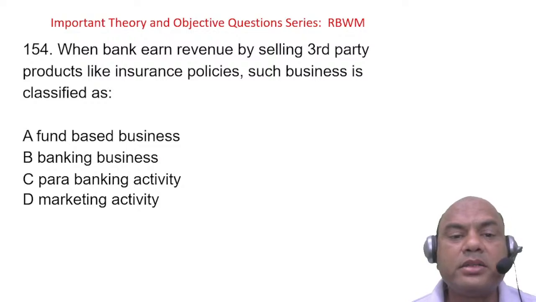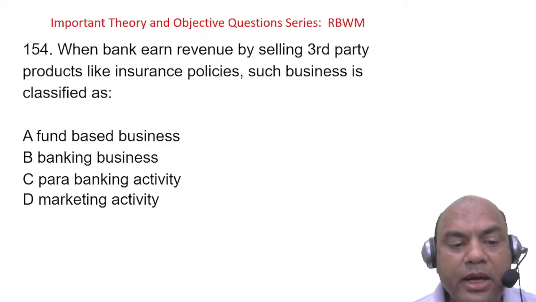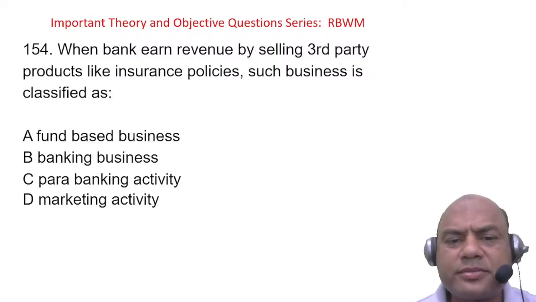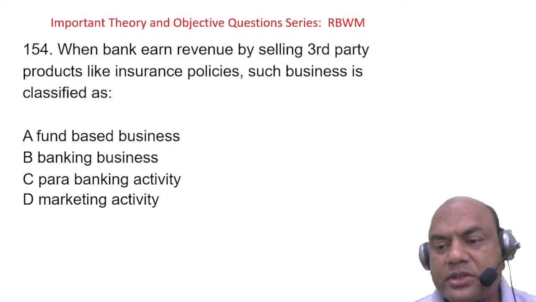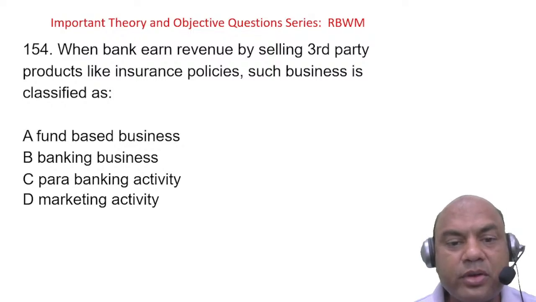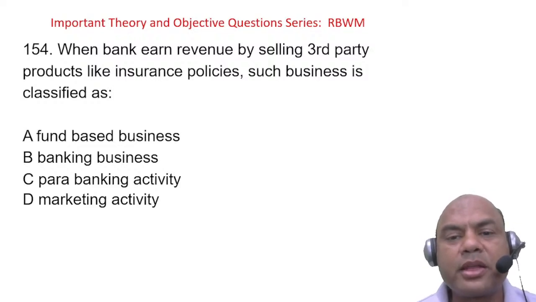When a bank earns revenue by selling third-party products like insurance policies, such business is classified as: fund-based, banking, para-banking, or marketing activity. So what is that called? Insurance you sell. What is this insurance business called? We call it TPP, right? Third-party product. That's what we call it, right? So TPP. But what is the actual word for this? Third party is one part of something.